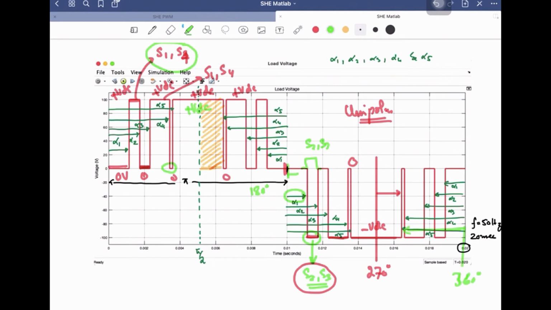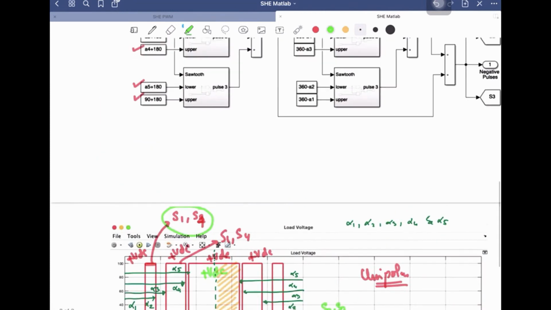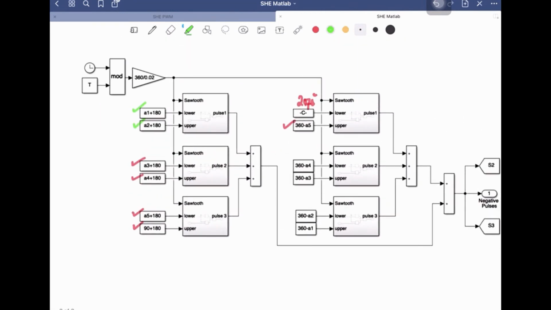So from 360 degrees, if you subtract this alpha 5, you will be getting this angle from this reference point. Right? So now, 270 to 360 minus alpha 5, and then 360 minus alpha 4 to 360 minus alpha 3, and then 360 minus alpha 2 to 360 minus alpha 1, and adding the pulses coming from here, and the pulses coming from here, you will get the pulse train for the switches.